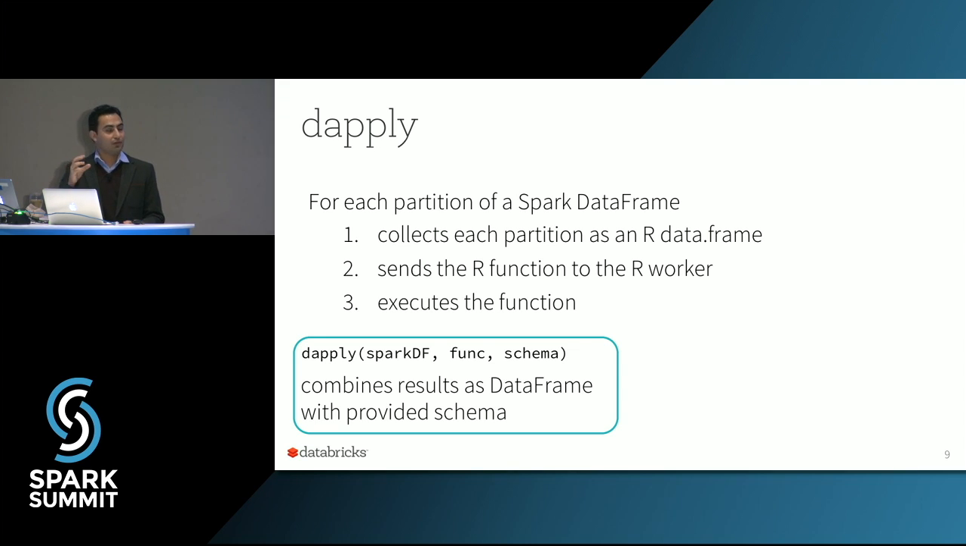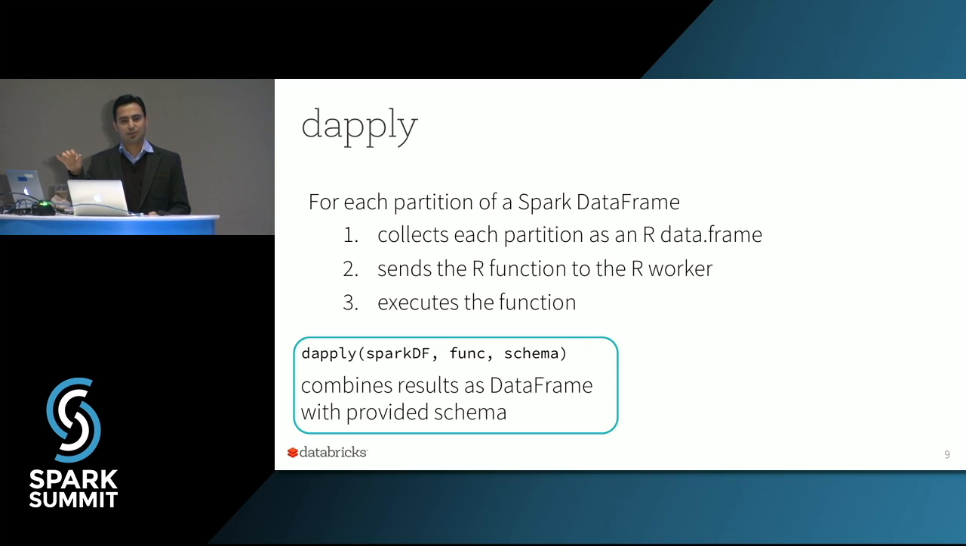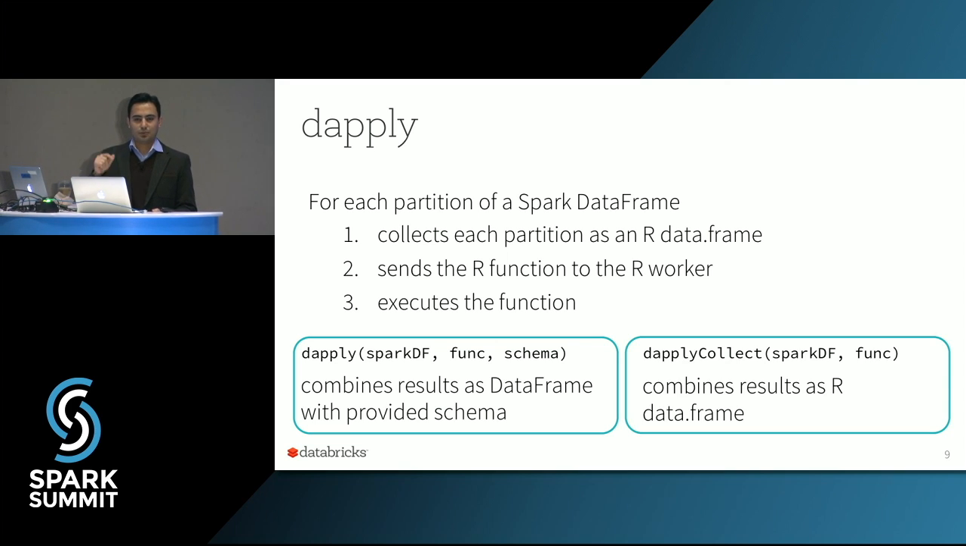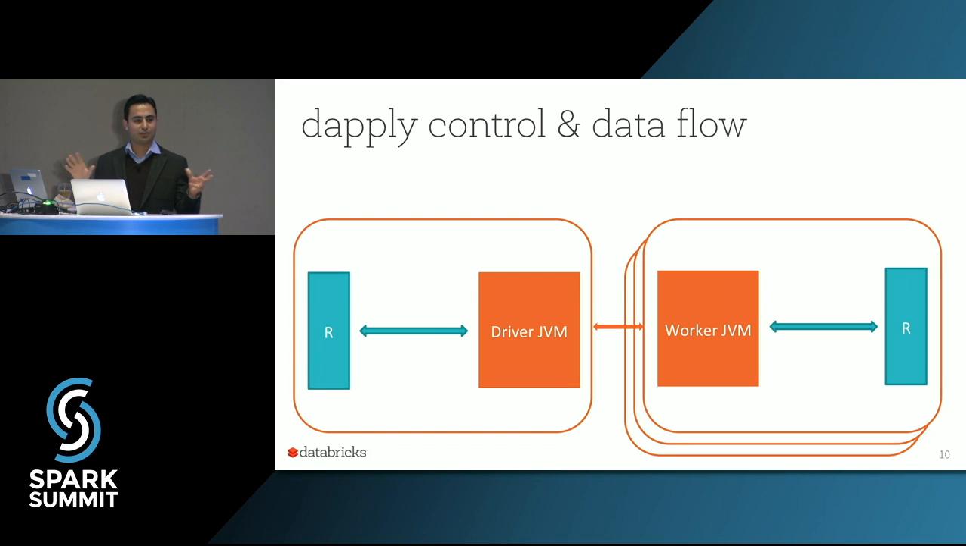The first scenario is that if you want to get back the result of that function in the form of another Spark data frame, in that case, you need to specify a third argument, which is the schema of the return data frame. The second scenario is in which you don't want a distributed data frame as the result. You just want a normal R data frame. In that case, you don't have to specify the schema. I'll explain why you need to specify the schema. So let's go to our architecture diagram again and see what happens here.